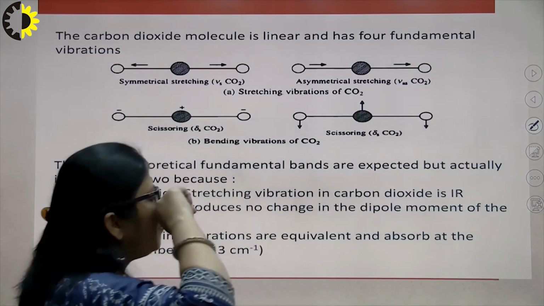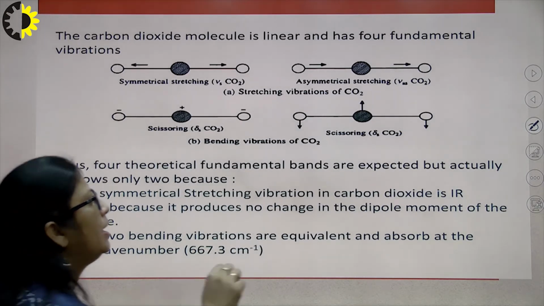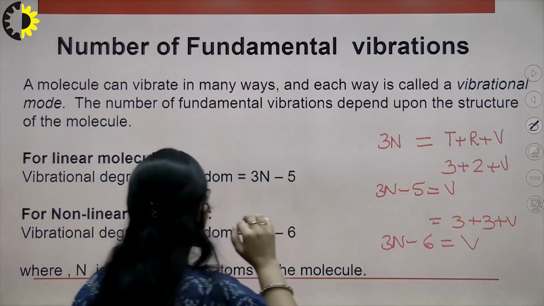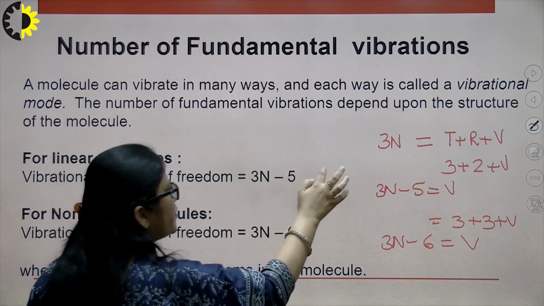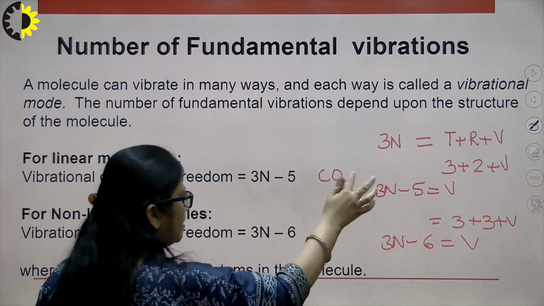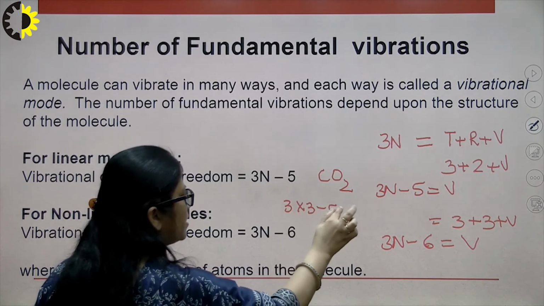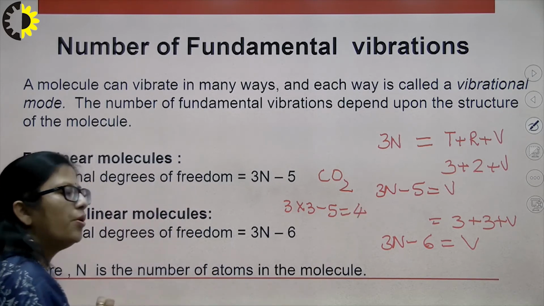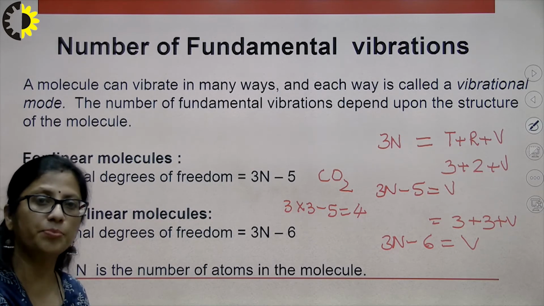Now, I have taken the example of CO2. This carbon dioxide molecule is linear and it has 4 fundamental vibrations. How? For linear molecules, the vibrational degree of freedom is 3n minus 5. In the case of CO2, there are 3 atoms. Therefore, 3 into 3 minus 5 is equal to 4. So, there are going to be 4 vibrations which we must see in the IR spectra.